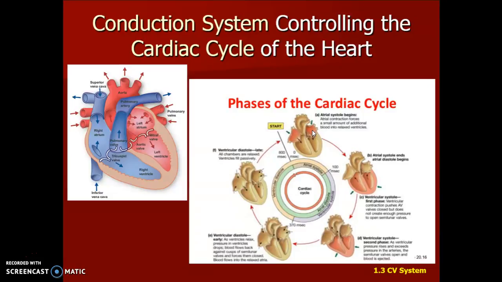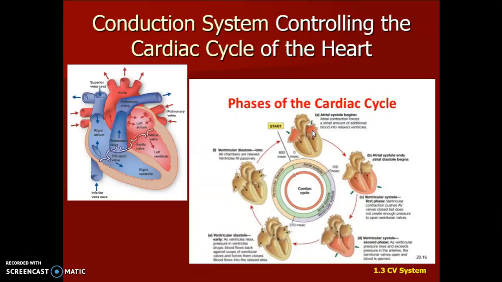The next section of the cardiac cycle is that the pressure of the blood in the atria increases. This causes the bicuspid and tricuspid valves to be forced open. Blood then moves into the ventricles, passively filling the ventricles. However, only about 70% of the blood actually goes through passively. And this section of the cardiac cycle is called ventricular diastole.